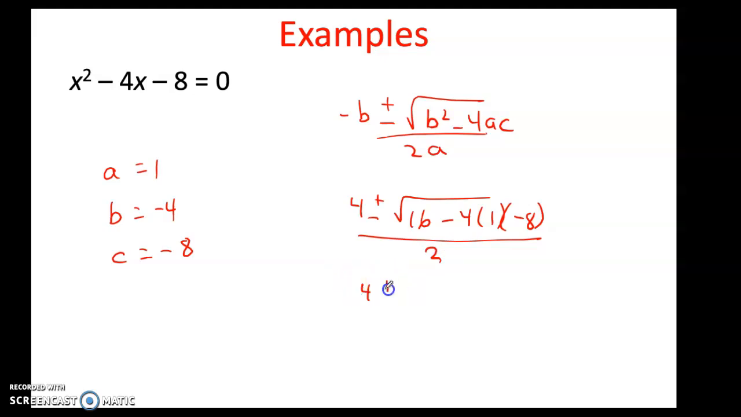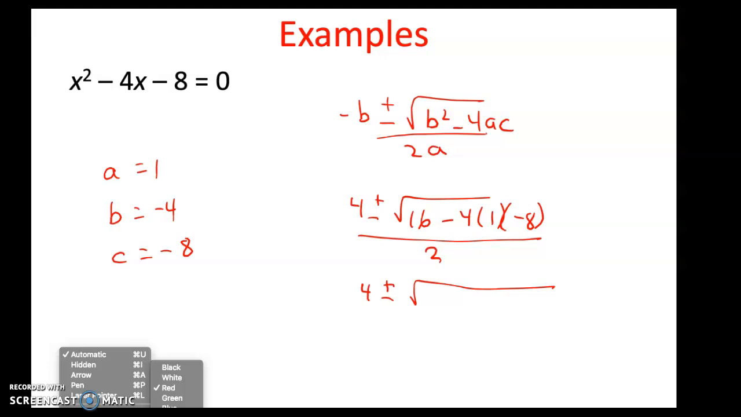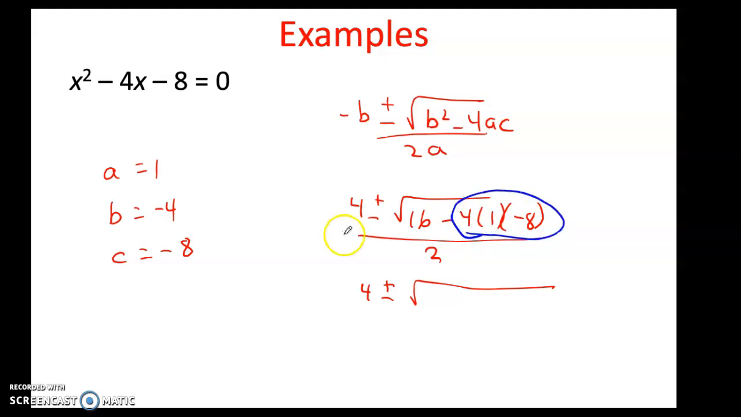Okay, now inside the radical, we're going to call that the discriminant in a little bit. You're going to use order of operations. We have two operations here, subtraction and multiplication, so you're going to multiply first. We'll change colors here so you can see a little bit better. What we're going to do is the multiplication here first. Negative 4 times 1 is negative 4 times negative 8 is 32. So it's a positive 32, so plus 32.